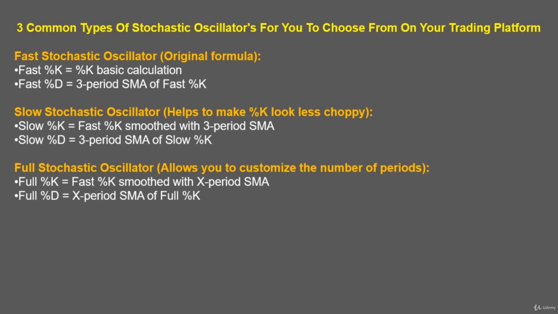So what you're really getting with the slow one is a little bit less choppy of lines. You've seen them a little bit more choppy. You want to smooth them out a little bit more, then you could use a slow stochastic oscillator.